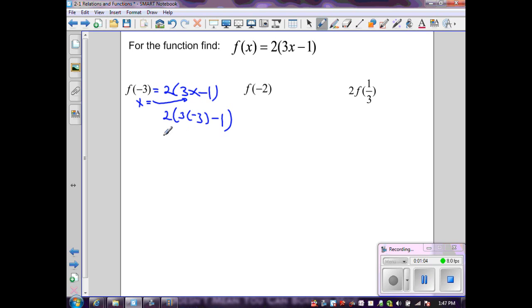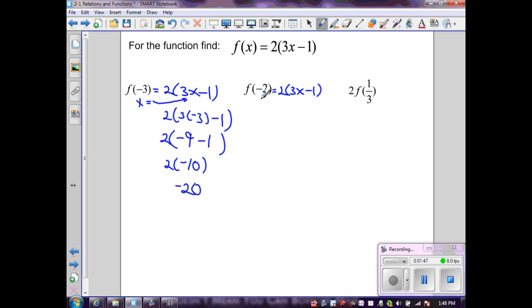We want to work from the inside out. Bring down the 2. 3 times a negative 3 is a negative 9 minus 1. 2 times a negative 10 when I simplify inside the function. And then 2 times a negative 10 is a negative 20. So our value of the function, when our input value is a negative 3, I get an output value of a negative 20.